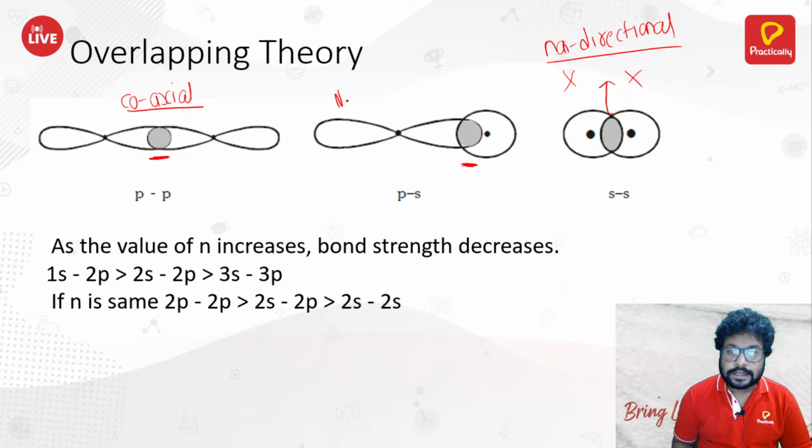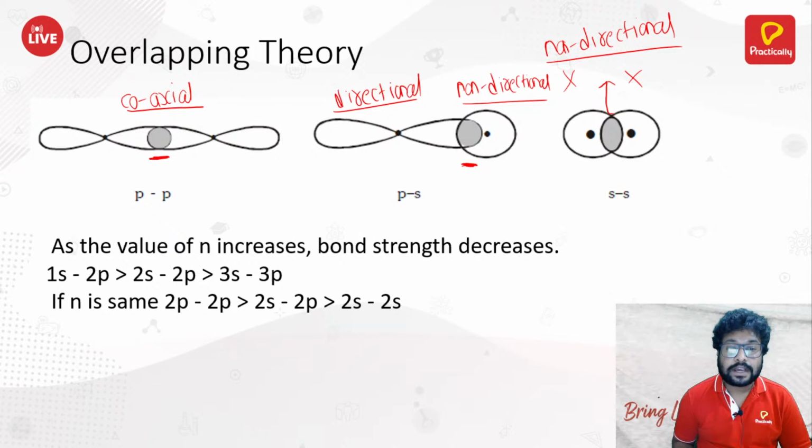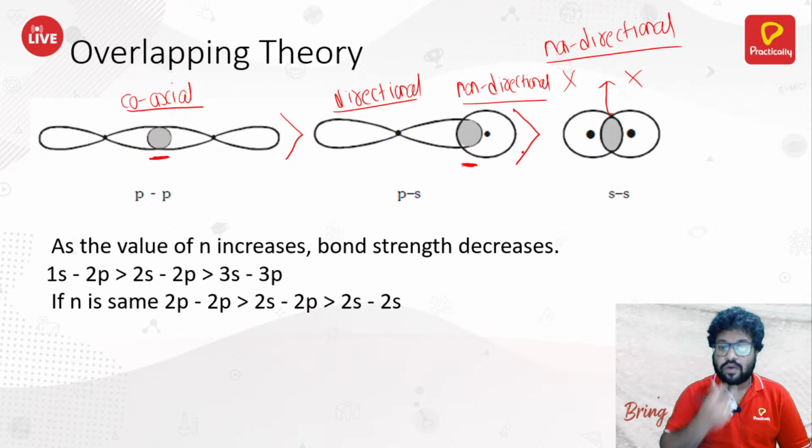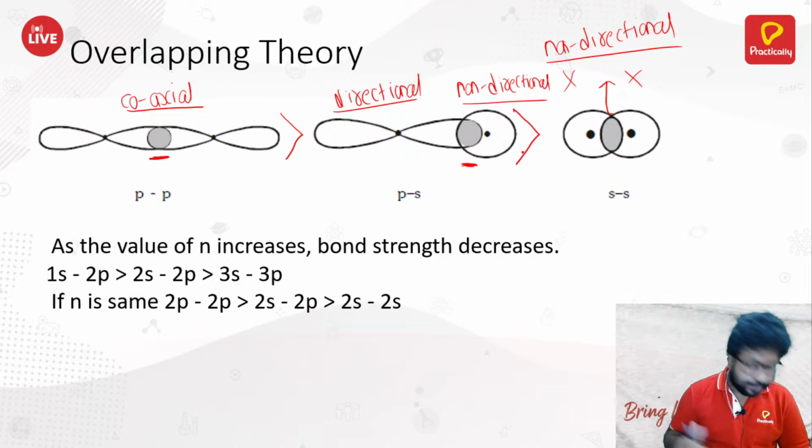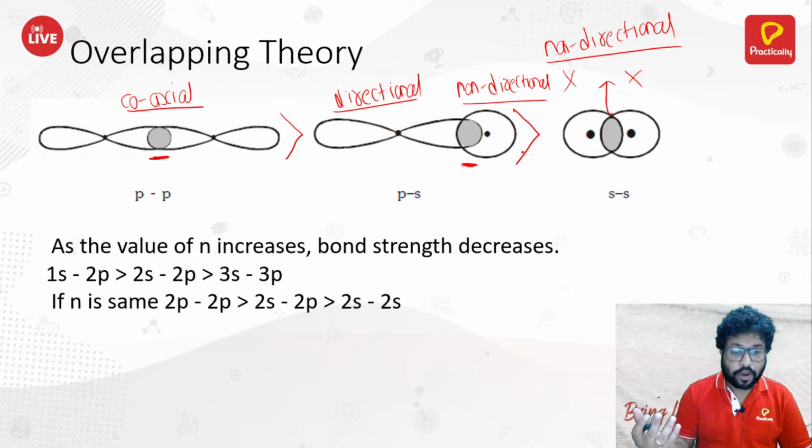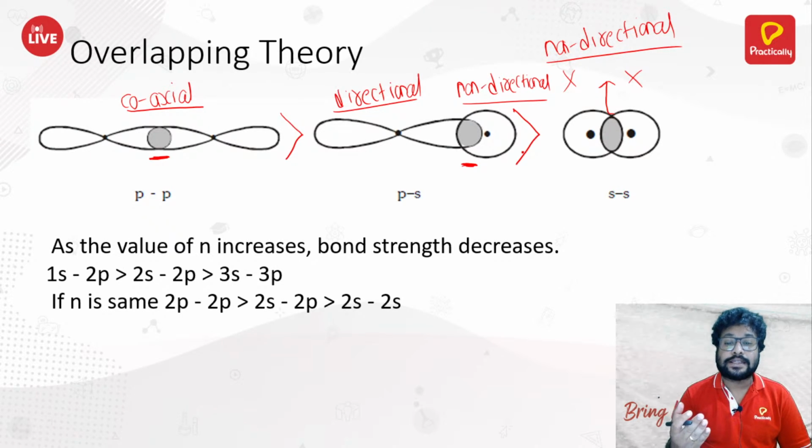Here this is directional. This is non-directional. That is why the overlapping is slightly weaker than the PP overlap. That's why you have a strongest overlap here, then here, and then lastly this. That's how the order goes. Okay. And the next point, as the value of n increases, the bond strength decreases.